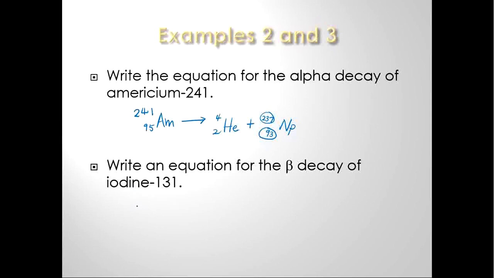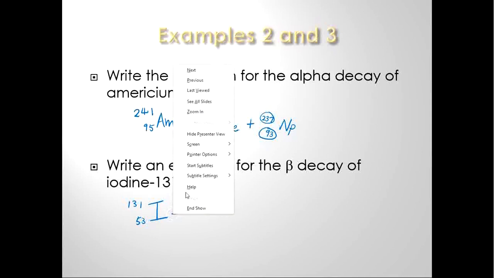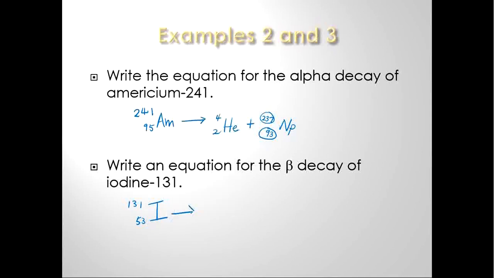Let's go ahead and do the next example. Write an equation for the beta decay of iodine 131. So iodine on the periodic table is number 53. It goes through beta decay, and beta decay is represented by an electron. And we're going to go ahead and do the math. So the top will be 131, and the bottom will be 54. And look up number 54 on the periodic table, and we have xenon. Now make sure to double check your work, right? Because 131 plus 0 will equal 131. 54 minus 1 will equal 53.